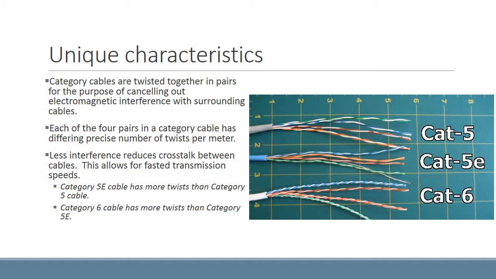The unique characteristic that separates category cables from any other cable is the twist in each pair. Category cables are twisted together in pairs for the purpose of canceling out electromagnetic interference. Each of the 4 pairs in a category cable has a different precise number of twists per meter. Less interference reduces crosstalk between cables, which allows for faster transmission speeds. Notice in the image that Cat6 cable has more twists than Cat5e, and Cat5e has more twists than Cat5. That is one of the reasons why higher category cables have faster transmission speeds.